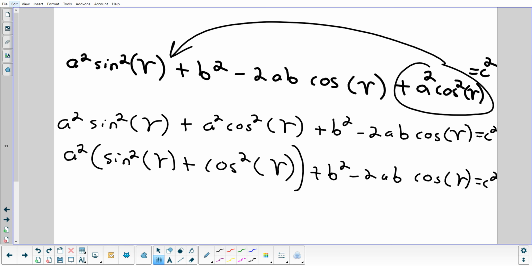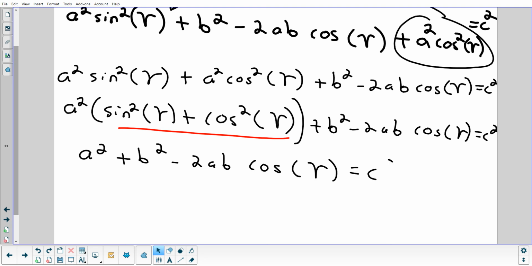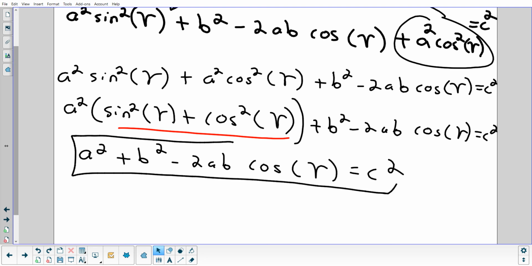What happens here? Sine squared plus cosine squared. It becomes 1. That all turns into a 1. So what we end up with is a squared times 1, which is just what? A squared. So we end up with a squared plus b squared minus 2ab cosine gamma. And that is the law of cosines.